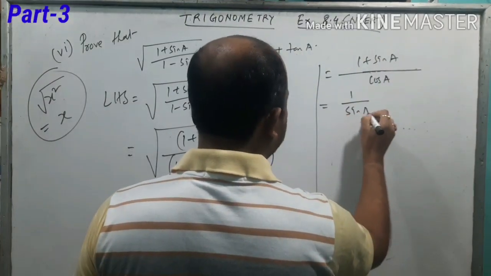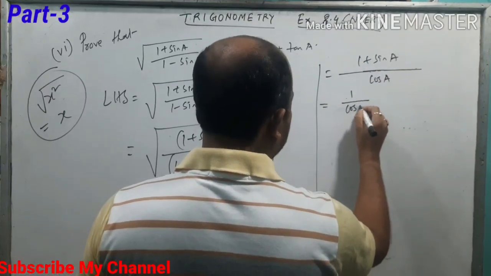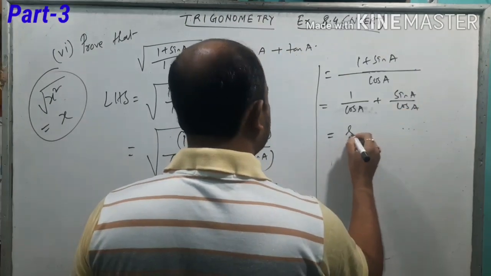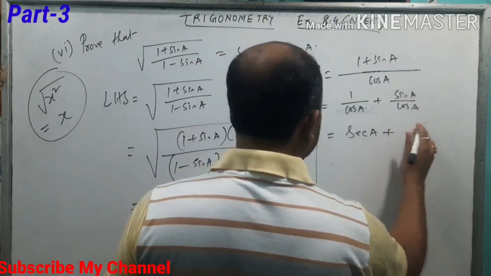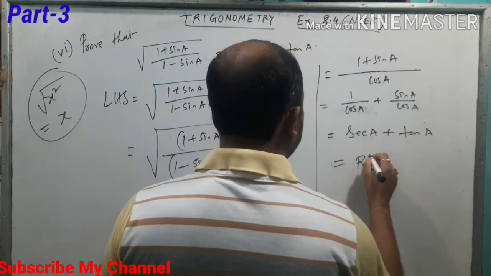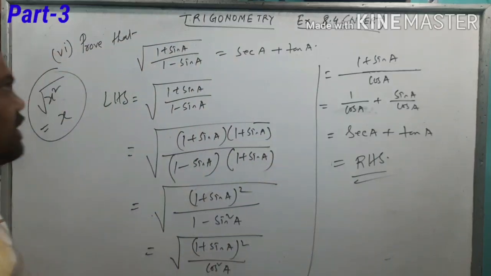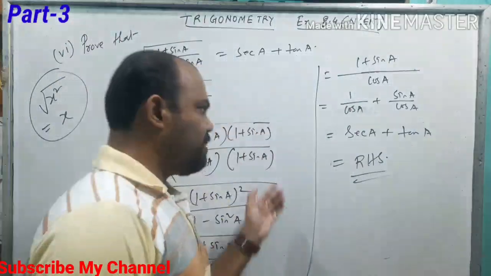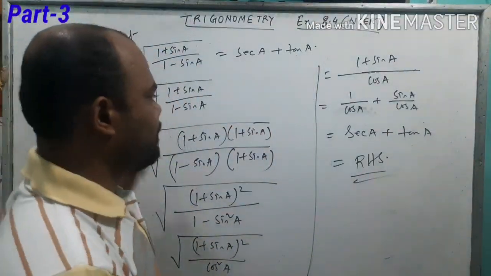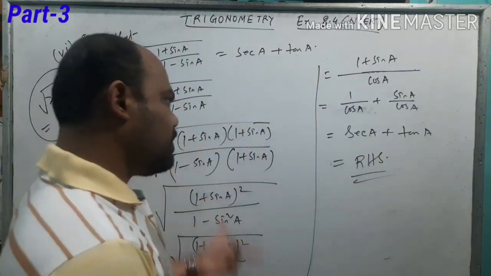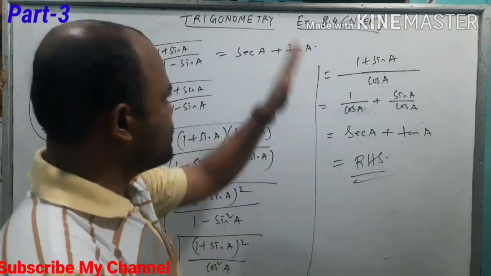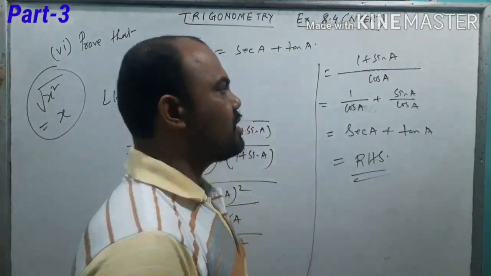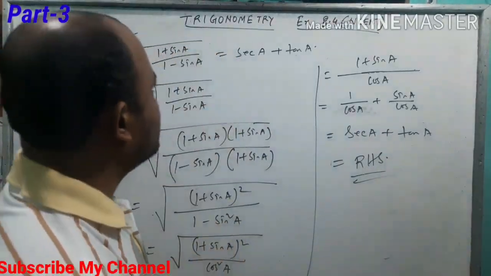Now you just split the term: 1 plus cos a, plus sin a by cos a. 1 by cos a is sec a, plus sin a by cos a is tan a. This is exactly same as RHS, hence proved. If you start from RHS, the steps will be almost the same, but you start from this and you will have to end here. So from RHS to LHS you also can prove this one. In another way, you start from LHS, calculate LHS, start from RHS, calculate RHS, and show that both the values are same. In that way you can also prove this one.